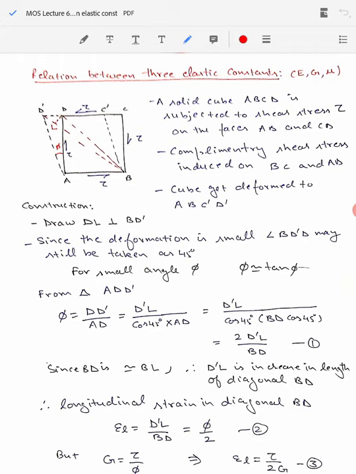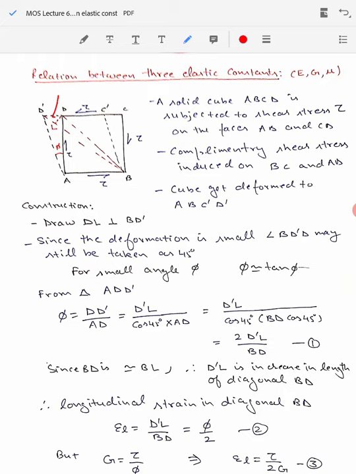Now from point D, let's draw a perpendicular on the new diagonal BD', and let's term this point as L. So you have DL perpendicular to BD'. From the definition of shear strain, we know that the angle between AD and AD' will be called phi, which will be equal to the shear strain produced in the body. Now since the deformation is very small, we can assume this angle BD'D to be equal to 45 degrees.